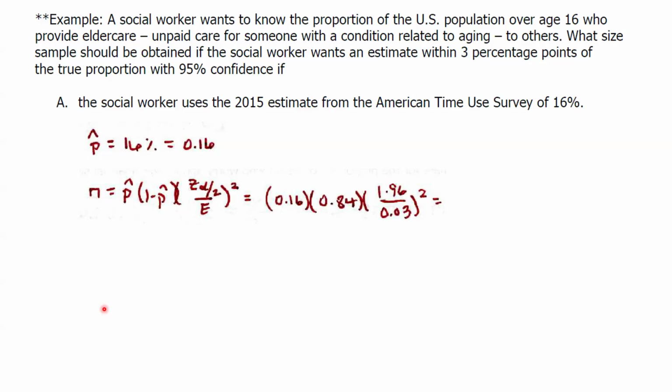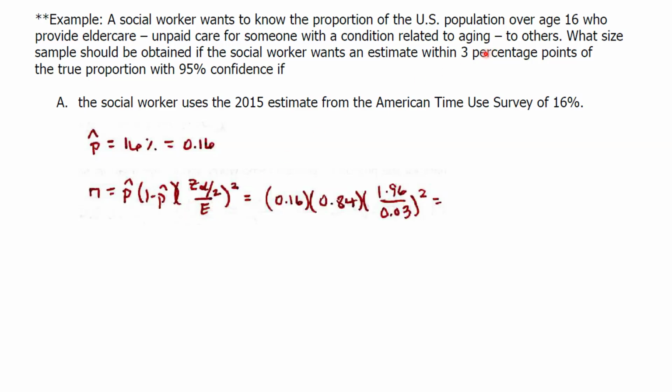We know what P hat is. We know what 1 minus P hat is because we know what P hat is. And then Z alpha divided by 2. So we would take our 95% confidence, which would mean alpha is 0.05. So 0.05 divided by 2 would be the 0.025 that we previously found. And then we'll find the z-score for that area, which gives us a z-score of 1.96. Okay. We would square that divided by E, and E here is our margin of error.